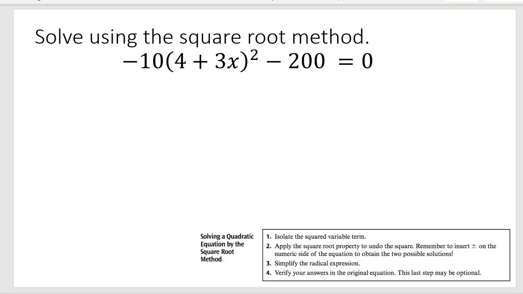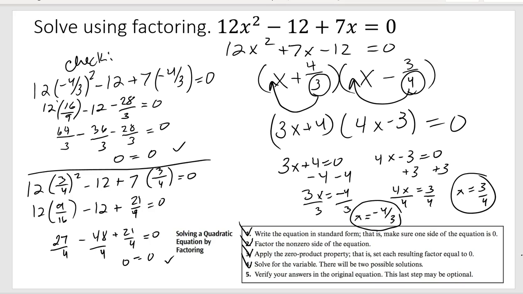Our next problem, we want to use the square root method. Now, if it didn't tell us which method to use, I would know to use this because it's in vertex form. And I could also note that there is no x term. That's an easy way to see that if you don't have an x term, you can use the square root method. The previous problem, you can see that I had an x term, right? You can't use the square root method when you have an x term.